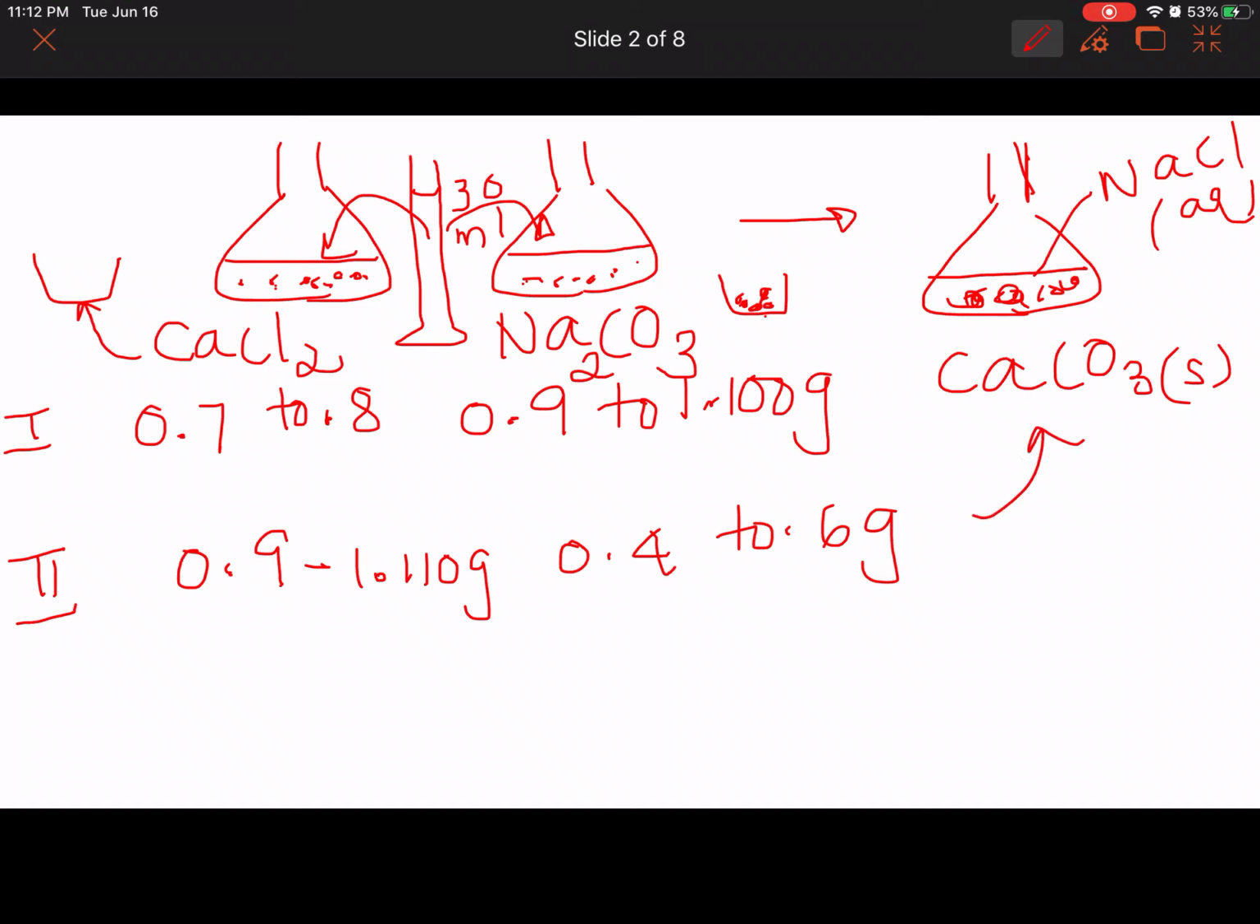Okay, so we have 4 different quantities for 2 trials, and then we're going to find out which one is the limiting reactant by calculating the maximum amount of calcium carbonate that we can make with these given quantities. Okay, so let's see how we're going to do our calculations.